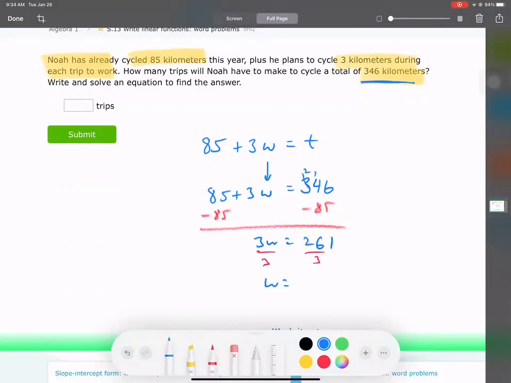W is equal to 26 divided by 3 is 8. So we have 24, remainder 2. And 3 goes into 21 7 times. Let me do that again so you guys can see it. It might have been a little too fast.